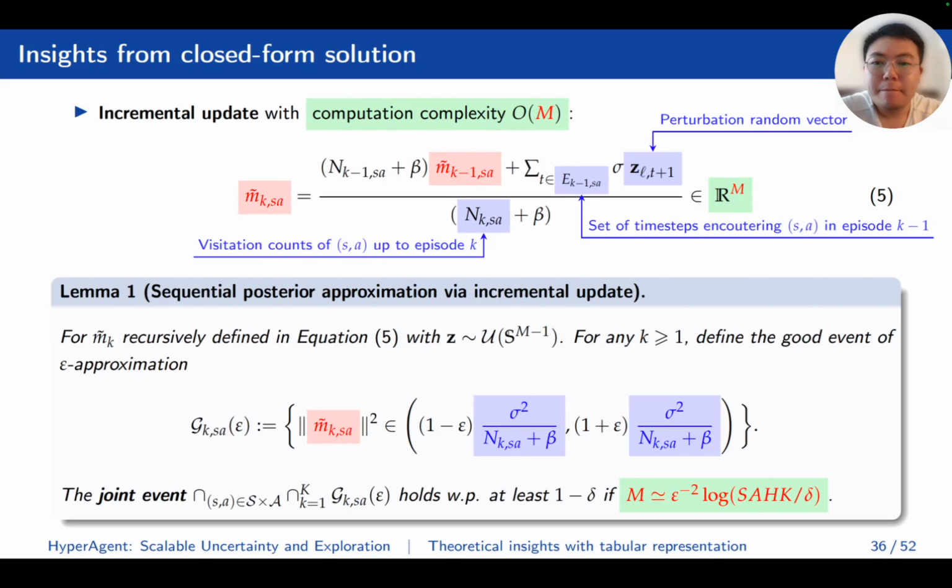And it approximates the posterior variance. In the tabular case, it is essentially inversely proportional to the counts of the state-action pair. And in the linear case, there is a posterior covariance matrix. You can find it in our paper, so I'm not going into the detail here.